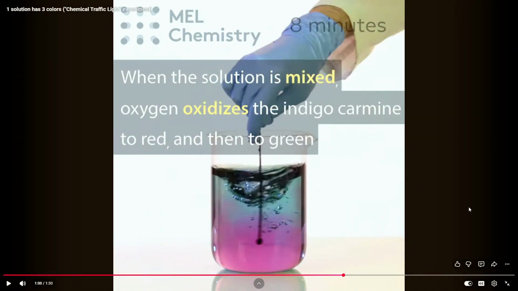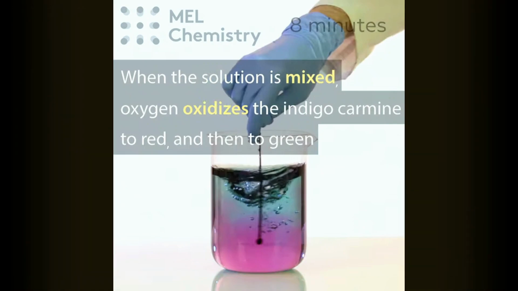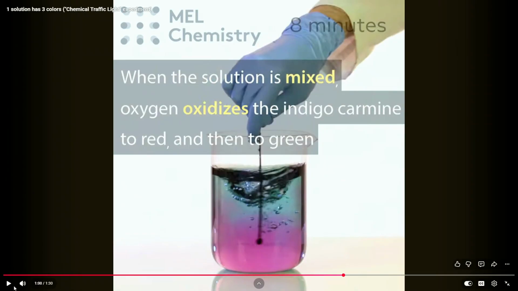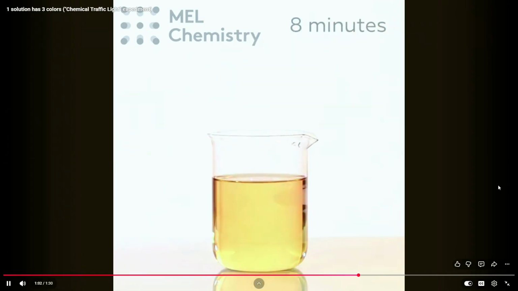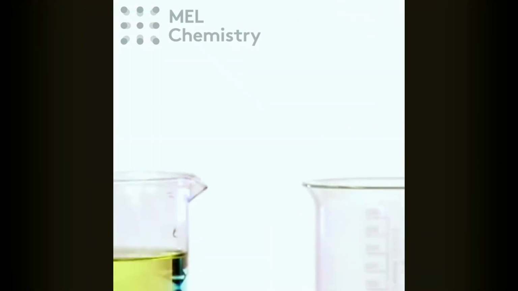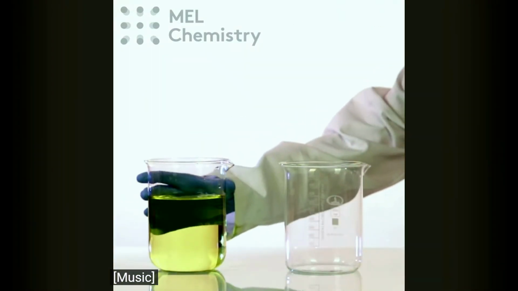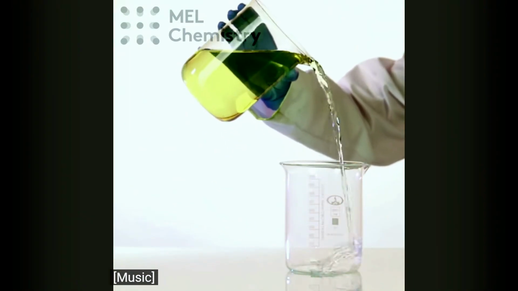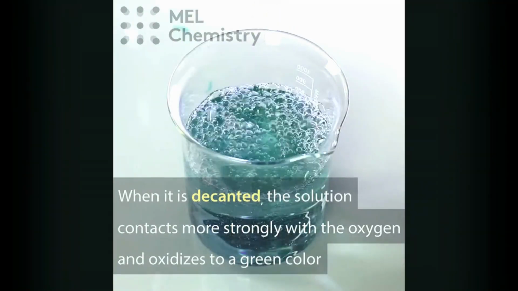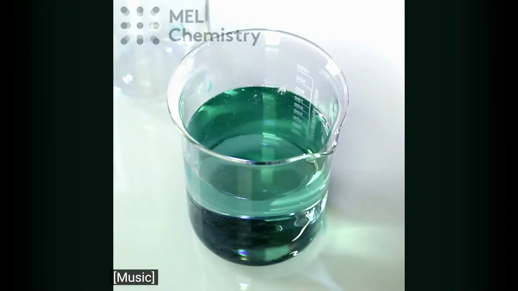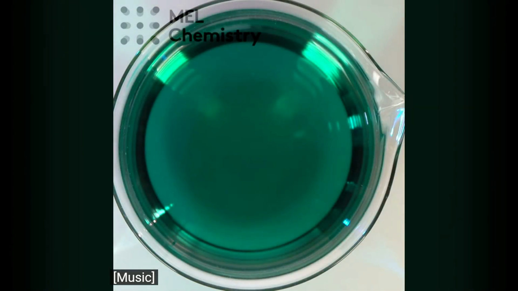So I start with indigo carmine, which is the dye of your blue jeans. I let it sit, oxygen oxidizes it to red, then to green, and then the glucose reacts and turns it yellow. So I know that there are intermediates in there because I can see colors. Then when I add more oxygen to it, it goes back to the green color.